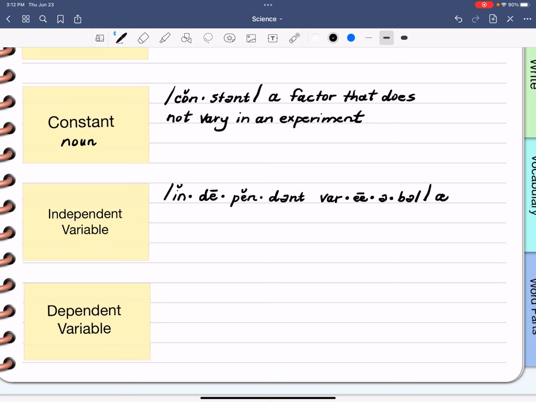This is a factor that is adjusted by an experimenter or a researcher. So this is a factor that an experimenter can change. The person doing the research controls these factors, the independent variables. And this is a noun.